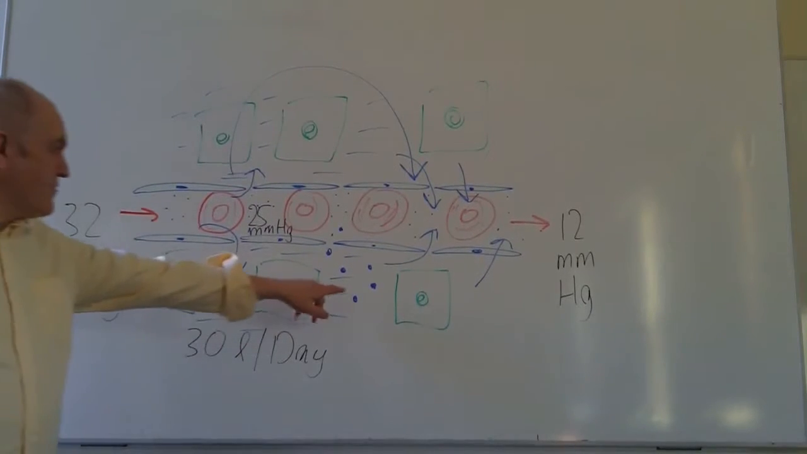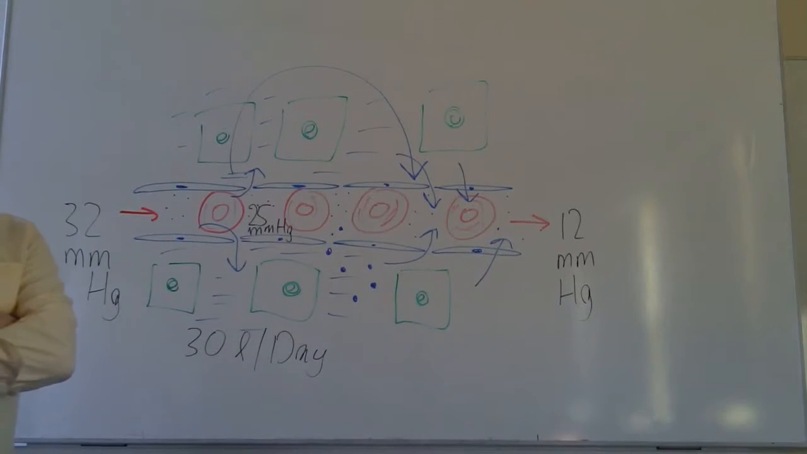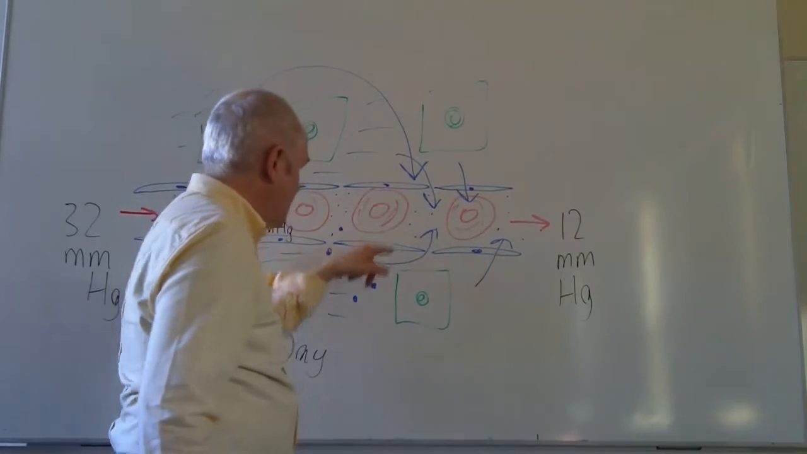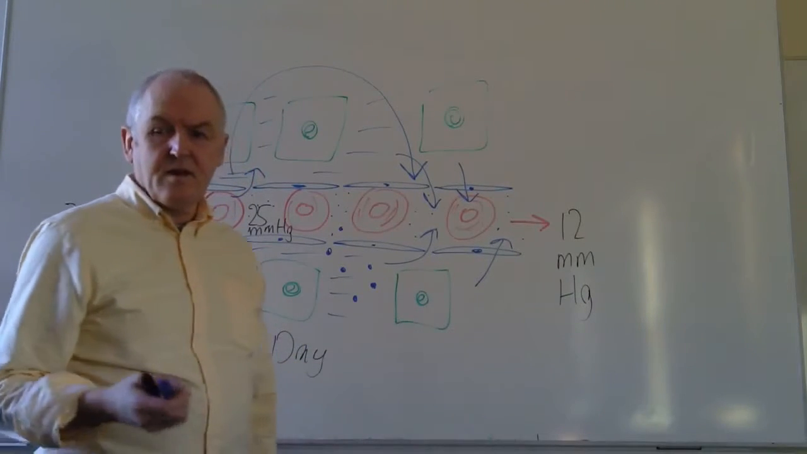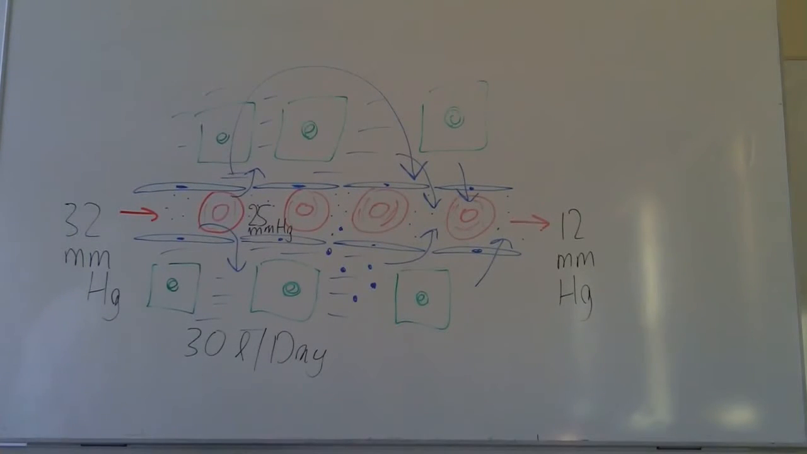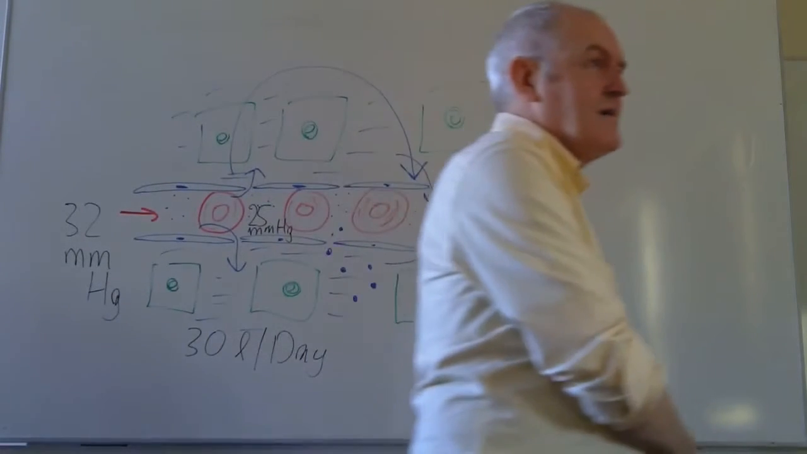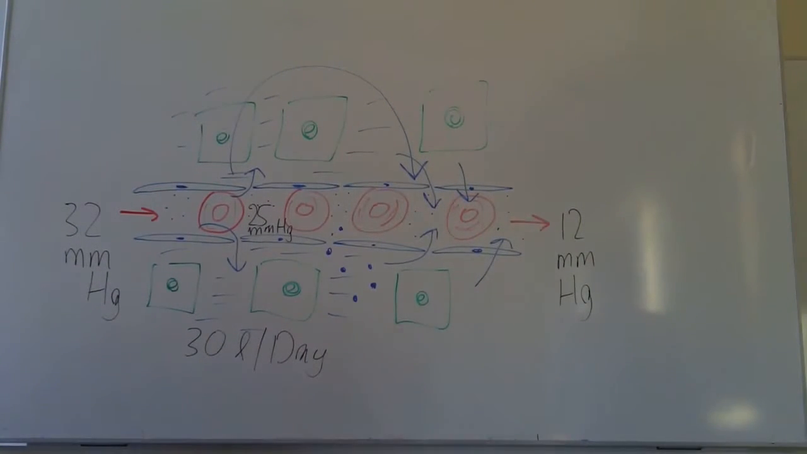So can you see we need to get rid of 3 litres of excess fluid a day? And also we need to get rid of any escaped plasma proteins, because they're going to mess up the whole osmotic balance between the blood and the tissue fluid. So we really need a drainage system here. Fortunately, we've got one. And that drainage system is the lymphatic system. So we have a lymphatic system to drain the excess tissue fluid and to get rid of the escaped plasma proteins.